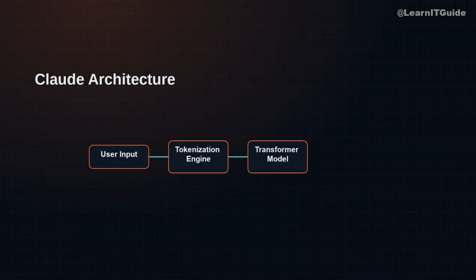Here is how Claude works internally. Your user input is first broken down into tokens by the tokenization engine. These tokens are passed into the transformer model, which performs trillions of mathematical calculations. Finally, the response generator converts those calculations back into the text you see on your screen. This happens in milliseconds for every single word generated.